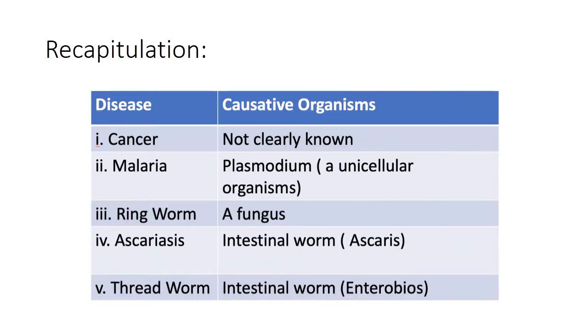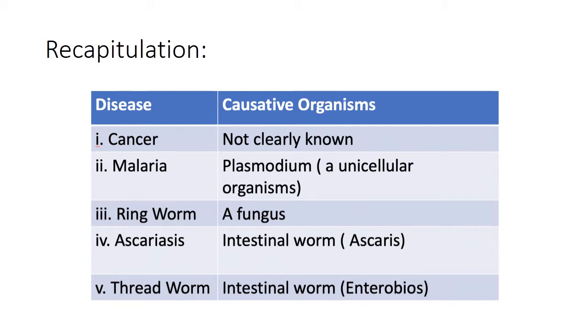In the previous week, we learned about 5 diseases. The first disease was cancer. The causative organism of cancer is not clearly known. The second disease was malaria. It is caused by a microorganism which is called Plasmodium. It is spread through mosquitoes.